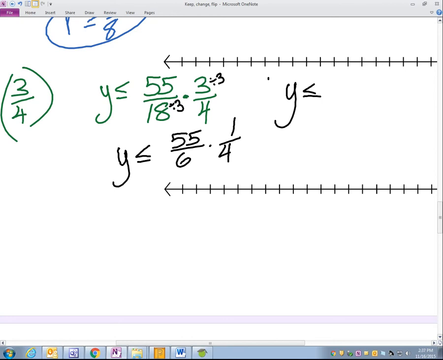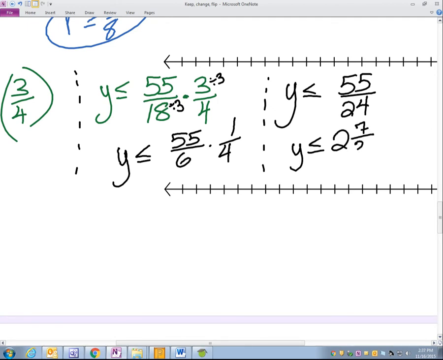Y, I'm going to do lines here so you guys can tell where I'm tracking. Y is less than or equal to 55 over 24. Need to make that a proper fraction, so I'm going to get 2 and 7/24. And I'm zipping through this pretty quick, but the bottom line is the only thing that's different about what we did 2 weeks ago and what we're doing now is there's an inequality rather than an equality.